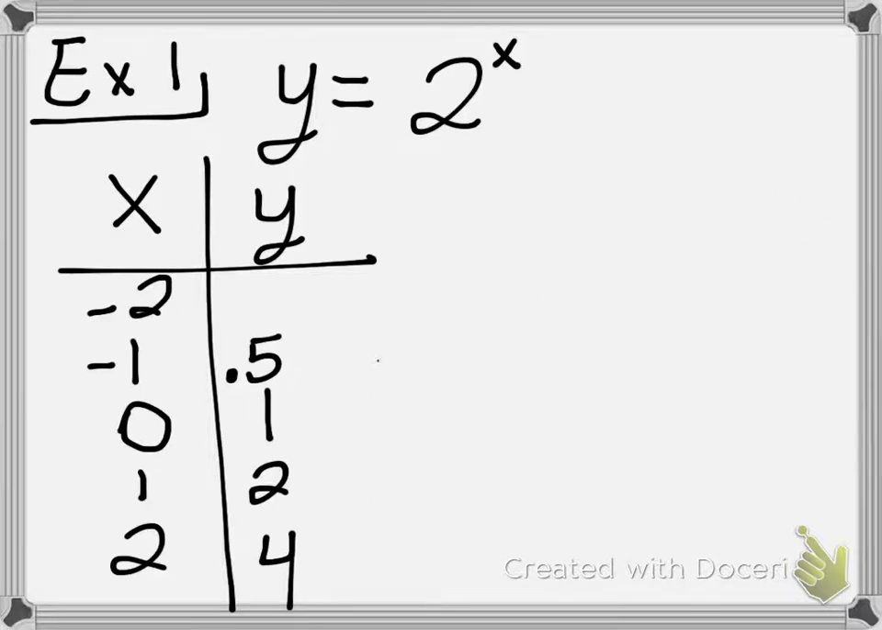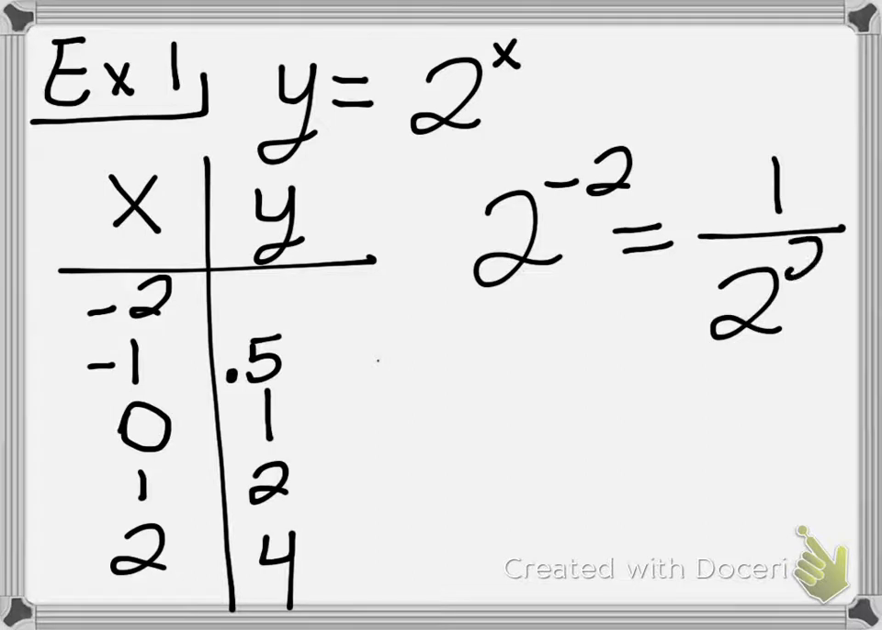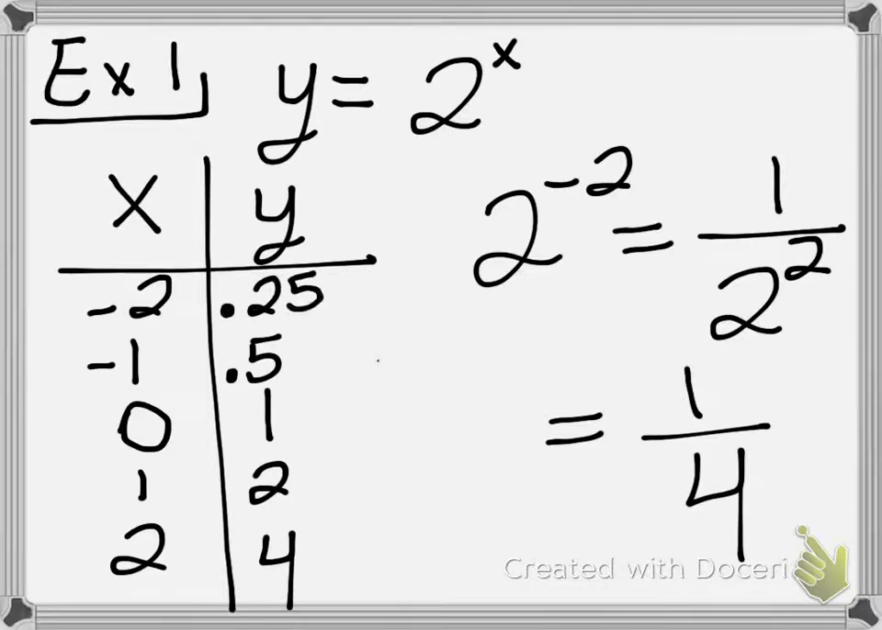Now, same thing with the negative 2 exponent. This means we're going to put that down in the denominator, and that exponent is now positive, and we simplify. So this is actually 1/4, or 0.25. Either one works.